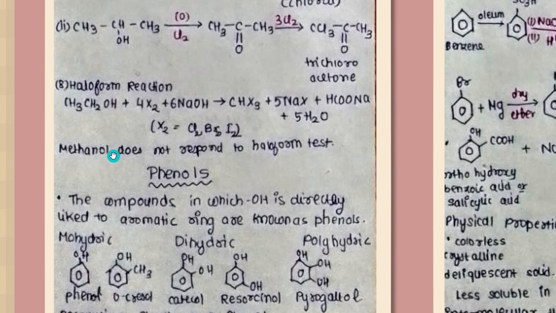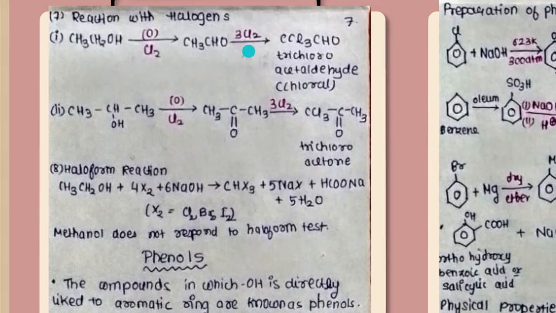But it is very, very important to note that methanol, CH3OH, which has only one carbon atom, will not respond to this haloform test. Here I have taken ethanol, CH3CH2OH. Methanol doesn't have enough carbons, because one carbon is needed here and one carbon is needed there. It doesn't have enough carbons to perform the haloform test.